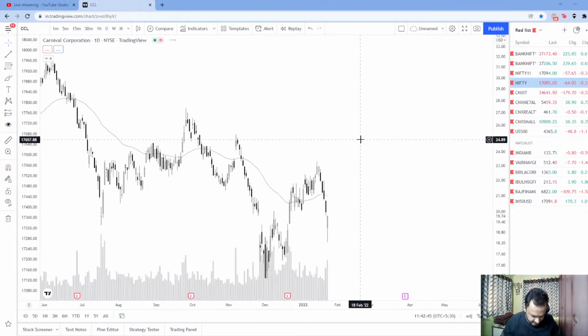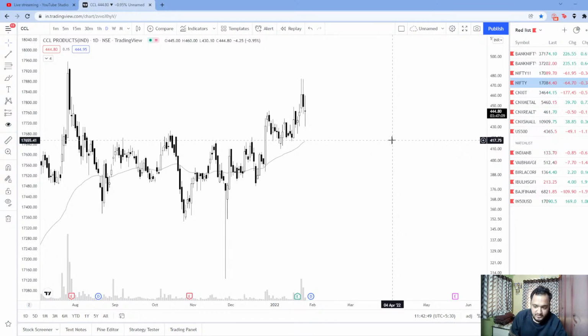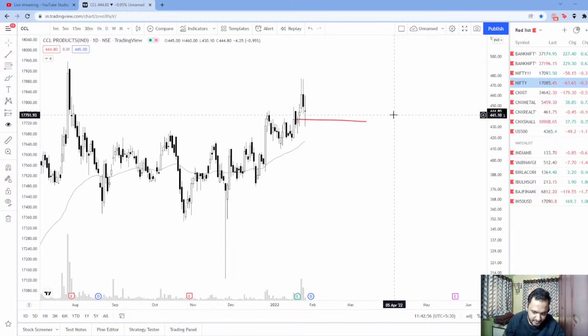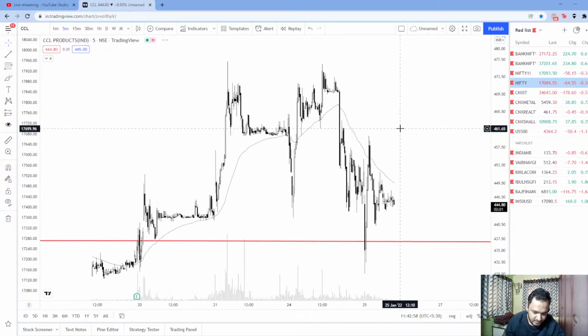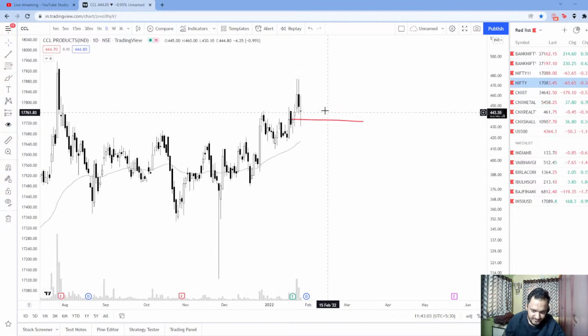CCL products. All right, CCL products. This is also holding. I mean, you can take a trade here. Let's see on the 5. Avoid this. Avoid this. Wait for some.